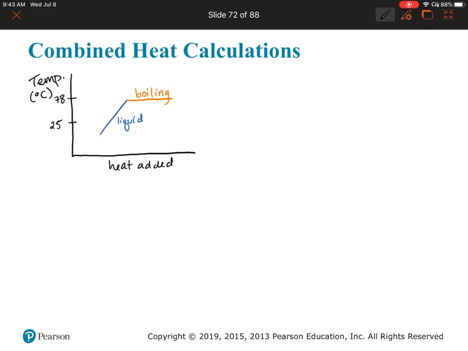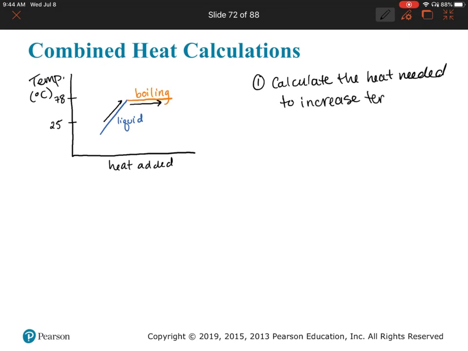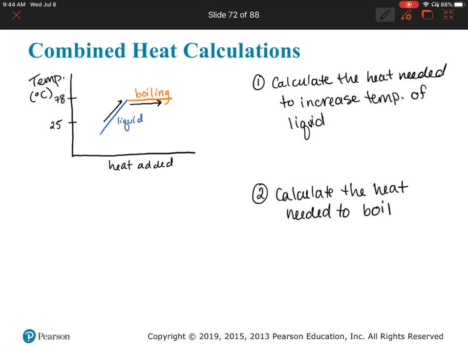Okay, so we have two steps here. We're going to increase the temperature of the liquid, and then we're going to boil the liquid. So we can write out our steps here. So 1, we need to calculate the heat needed to increase the temperature of the liquid. And then 2, we need to calculate the heat needed to boil the liquid.